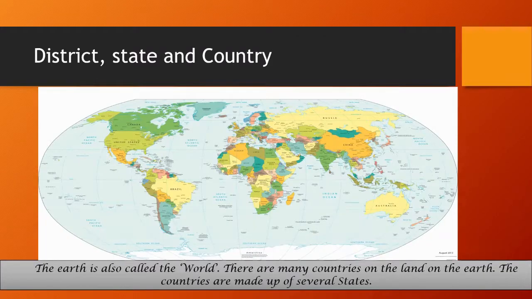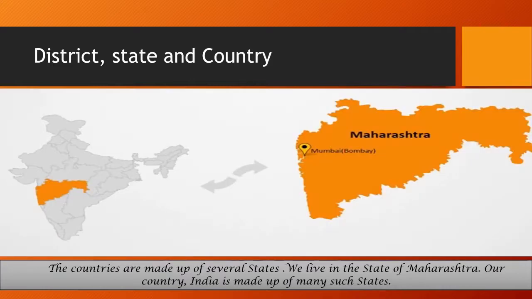Children, the earth is also called the world. There are many countries on the land on the earth. The countries are made up of several states. We live in the state of Maharashtra. Our country, India, is made up of many such states.